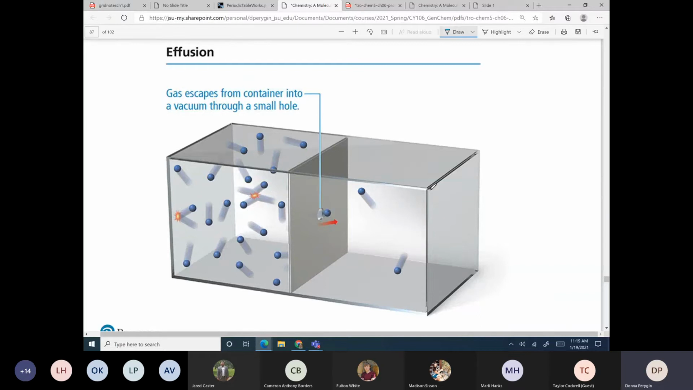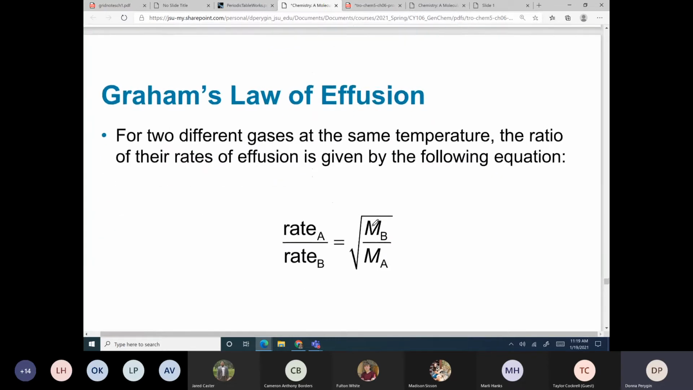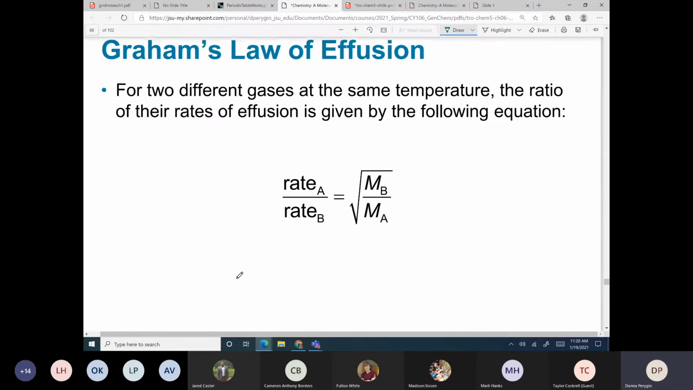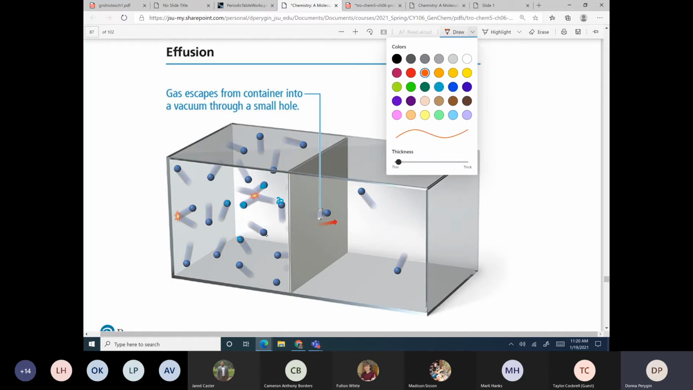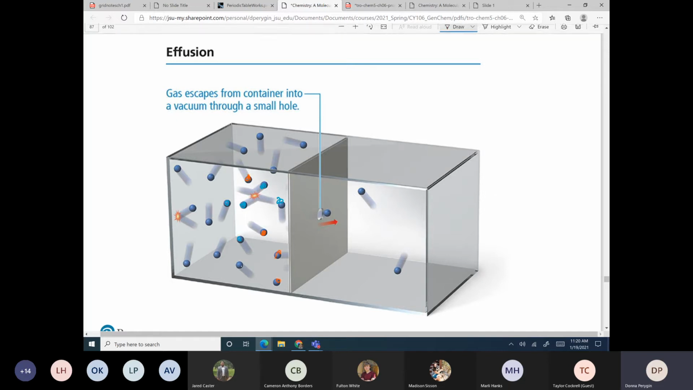So if you have an evacuated container that has nothing in it and you have a gas over here on the other side, and you open a hole, the gas is going to begin to go from the side of high concentration to the vacuum side, over to the side that had nothing in it. So we can get this ratio here, the rate of effusion of gas A. So what we're saying here is that we have two different gases in the container.